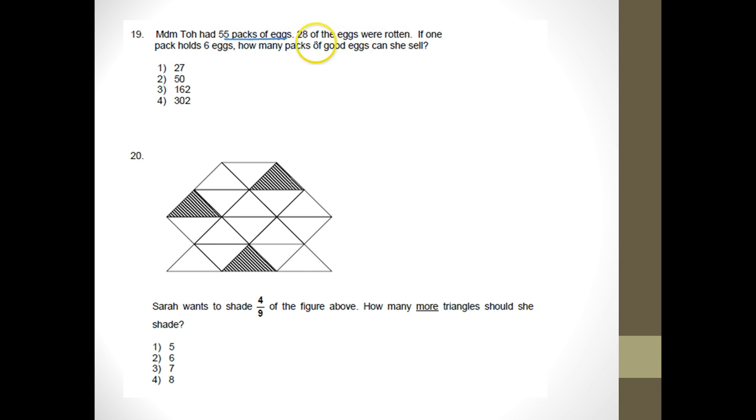Question 19. Madam Tan had 55 packs of eggs. 28 of the eggs were rotten. 1 pack holds 6 eggs. 25 packs would be 25 times 6, which will give me 2 times 6, 12, 13, 14, 15, 150.